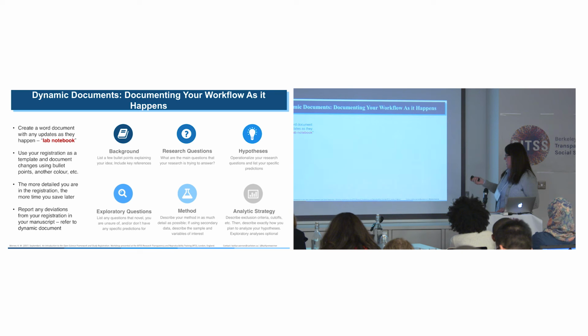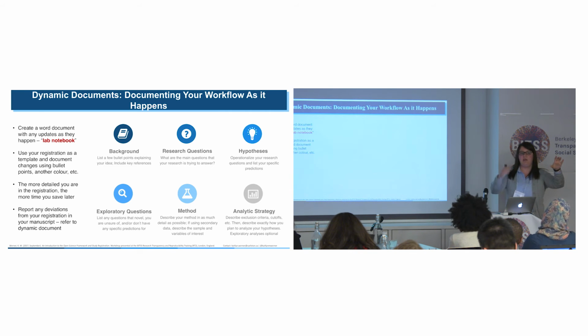And so just a little bit more about this dynamic document. Like I said, this is just based on my own personal strategy. You can upload it or implement it in any way you see fit. I just use a simple Word document, and it's kind of just like your online lab notebook. You just update it as the research happens. You can use your registration as a template and track those changes. I typically use a different color. Say my favorite color is green, I usually make my changes in green. So it's very clear cut, very detailed: this was what I originally said, this is what I changed.